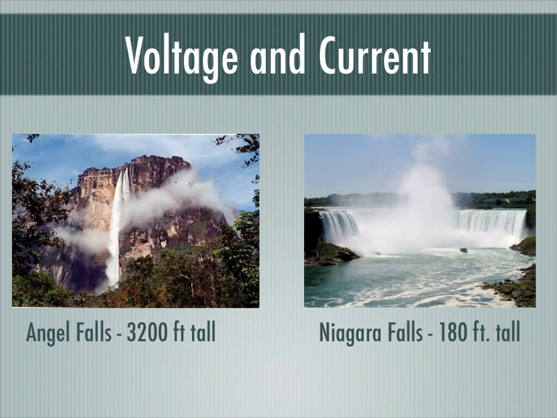And notice that Angel Falls, very high voltage. Niagara Falls, not so much. However, Angel Falls doesn't have much water going over it. Now, water going over the falls would be like current. So voltage would be like how high the waterfall is. Current would be like how much water is going over the waterfall. So Angel Falls, I have very high voltage, but not much current.